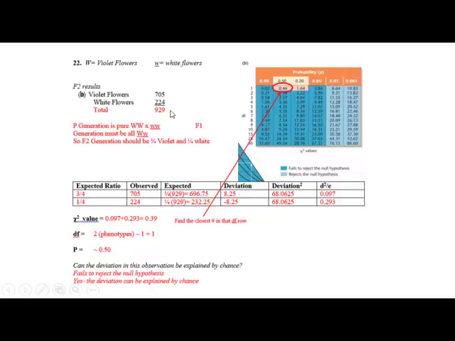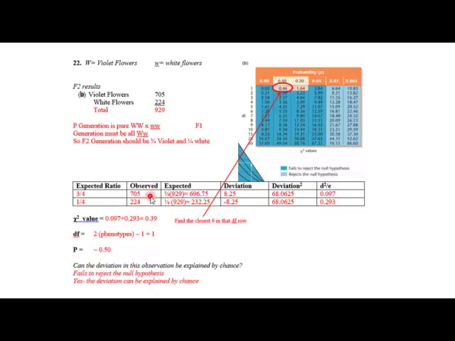First of all, you have to figure out what the expected ratio is. In order to do that, you have to consider the fact that this was supposed to be the F2 results. So the P generation is pure, and that would be big W crossed with little w. The F1 generation would then be all big W, little w. So if you cross those, the F2 generation should be 3/4 violet and 1/4 white. And you can plug those in your table for your expected ratio: 3/4 the dominant trait and 1/4 the recessive trait.